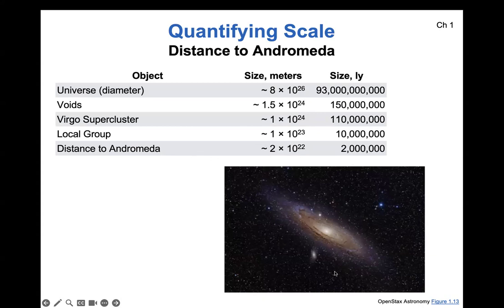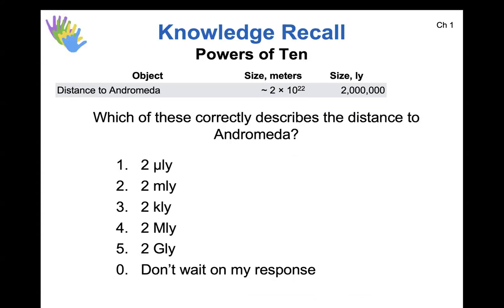And now, what are we seeing in this picture? We're seeing a galaxy, because that's what Andromeda is. I told you that it would come up later, and maybe some of you knew and just didn't want to tell me when I asked, or weren't paying attention, which is fine. But the Andromeda galaxy is our neighbor. It's the closest galaxy to the Milky Way. All right, so which of these correctly describes the distance to Andromeda?